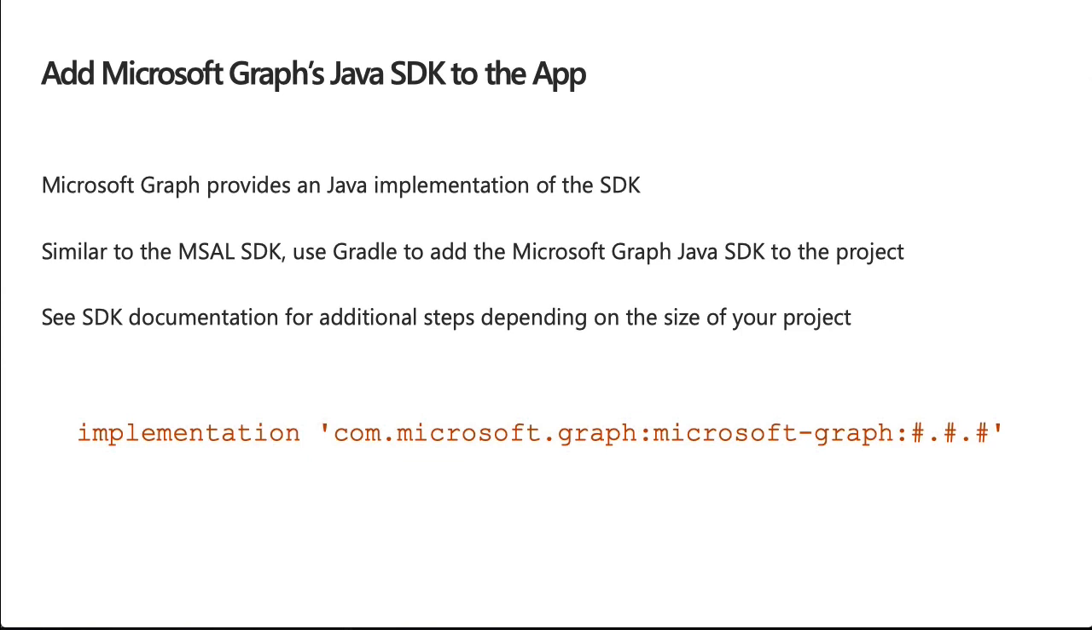Now, one thing to note here is that depending on the size of your application, you may need to enable something called ProGuard and multidexing on your project. This is due to the fact that the Java SDK for the Microsoft Graph uses a large number of classes to describe all of the different functionality. If you check the documentation for the Java SDK for the Microsoft Graph, it'll walk you through how to set this up on your project. So it's not something you're going to have to spend too much time trying to figure out.